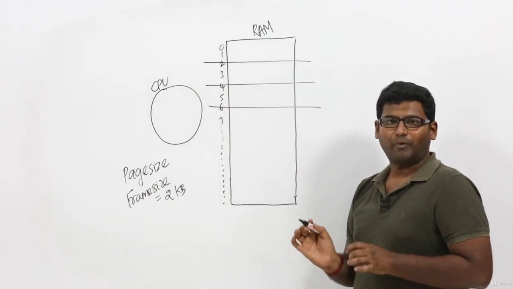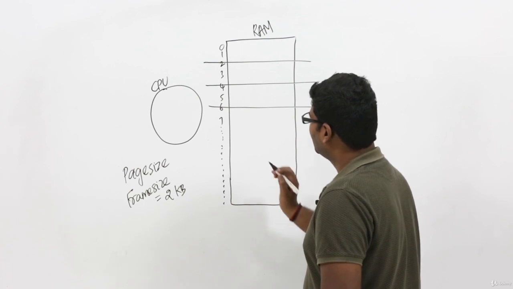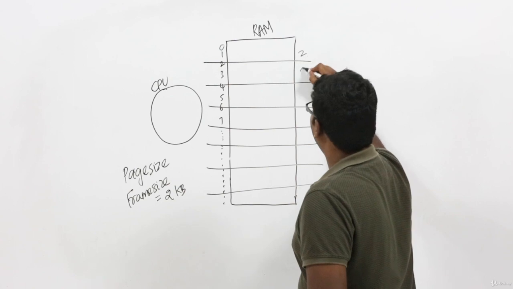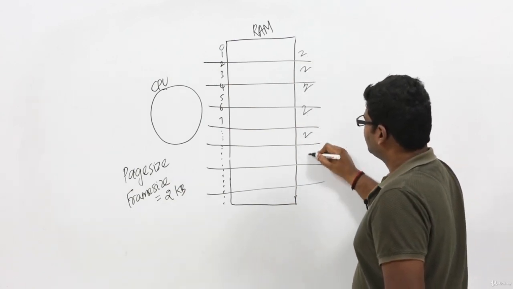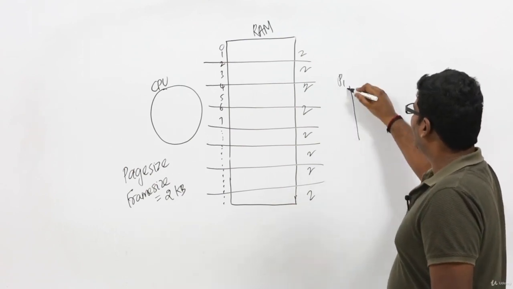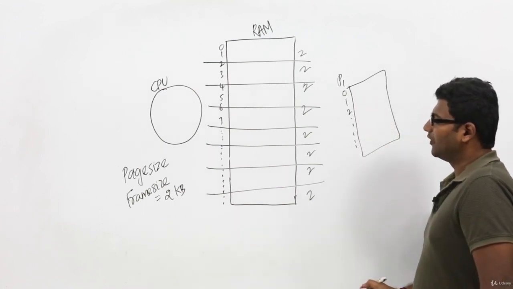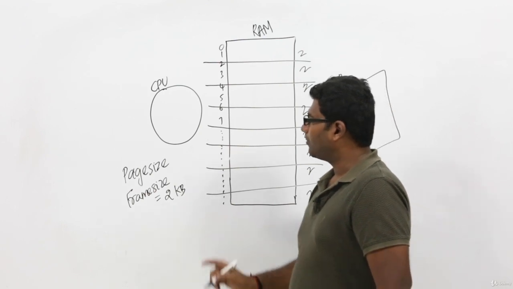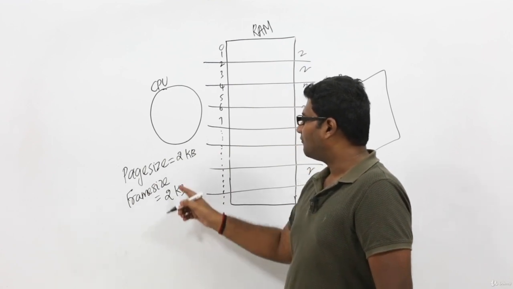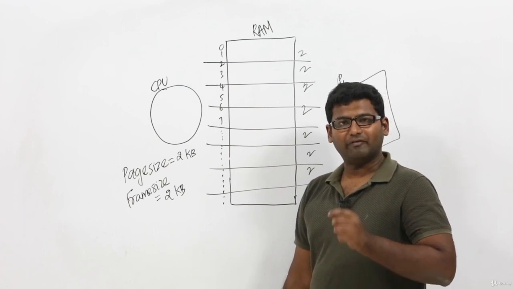See, I have not placed the process here, right? As of now, assume that our RAM is empty because it does not have even a single process, which means I have divided it into 2 KB blocks, all of them 2 KB. If I want to place a process P1, our process will also have logical addresses, right? It will start from 0, 1, 2 and so on. Now if frame size equals 2 KB, the page size should also be 2 KB. Always, frame size and page size will be equal.